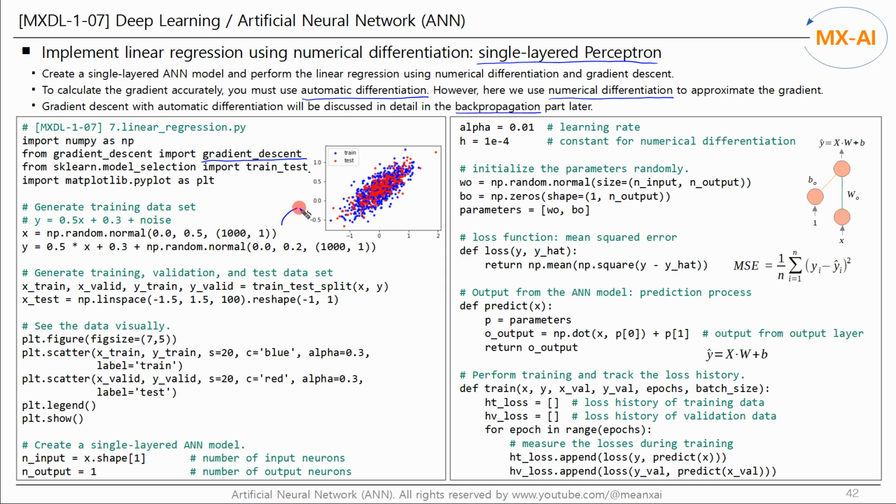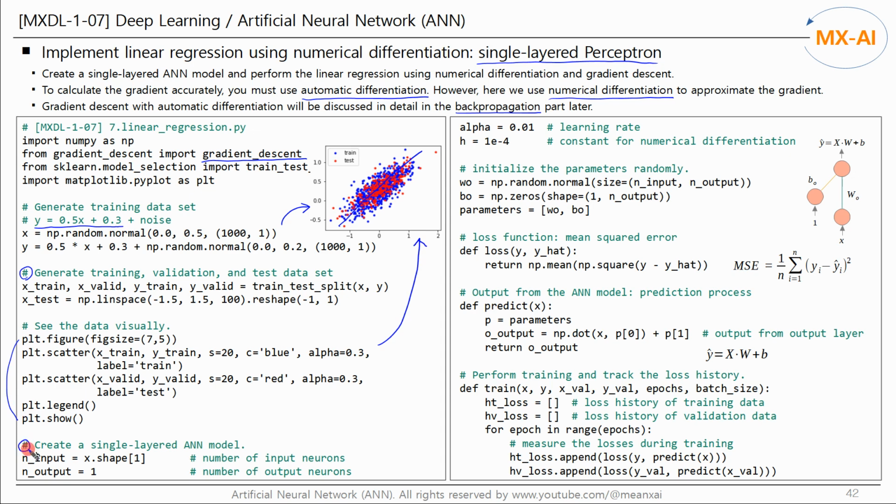The data we will use is like this. This is a dataset mixed with Gaussian noise along the straight line y = 0.5x + 0.3. We want to learn from this data to predict the equation of the original line. Generate training data, validation data, and test data. Check the data visually. This is the result from this code.